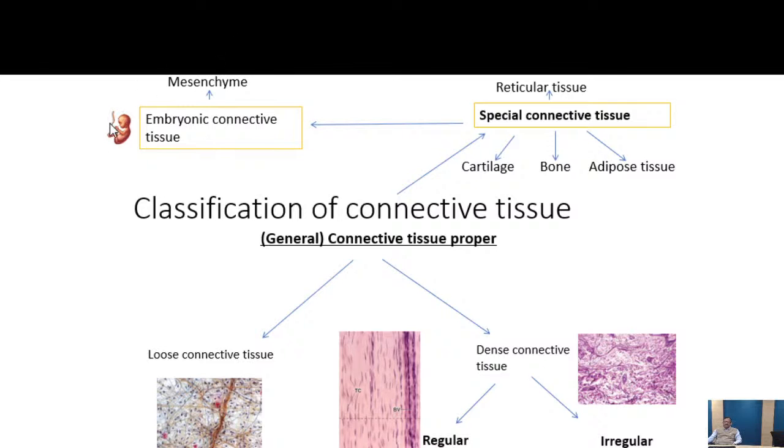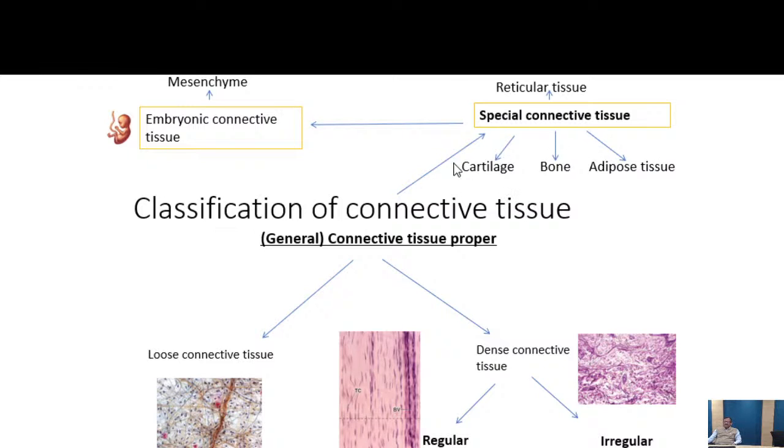It is present in the umbilical cord, where it is known as Wharton's jelly. So remember, the umbilical cord is made up of connective tissue, which is a very embryonic, immature type of connective tissue. Mainly collagen type 3 fibers are present here, and another name for this is mesenchyme. And other specialized connective tissues are cartilage, bone, and adipose tissue.